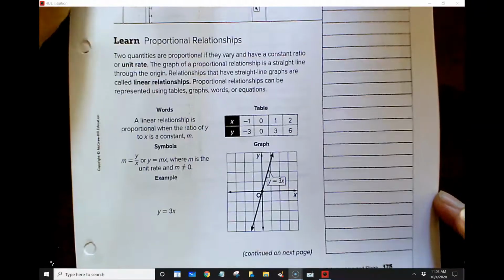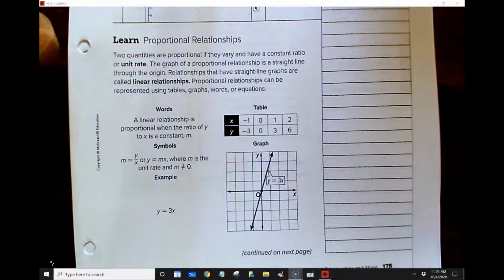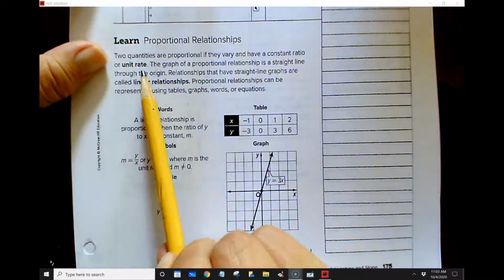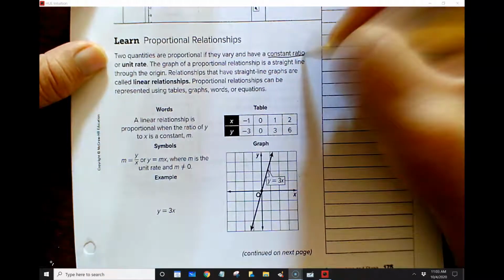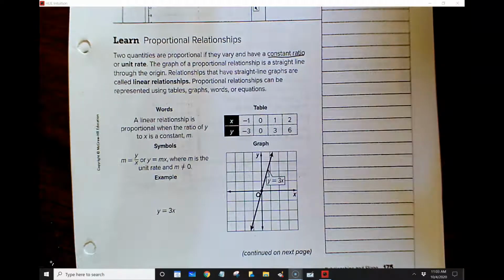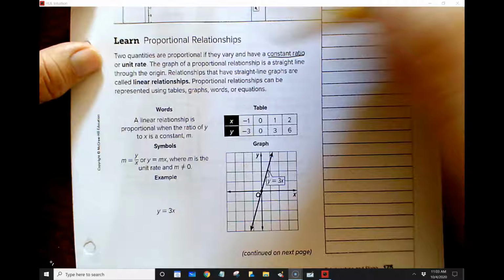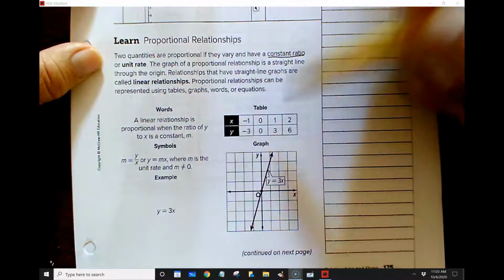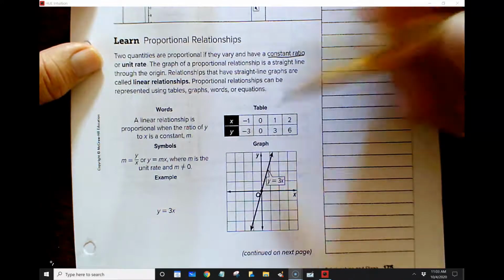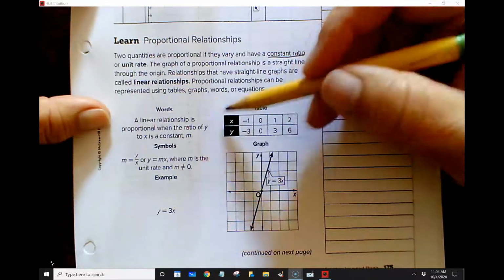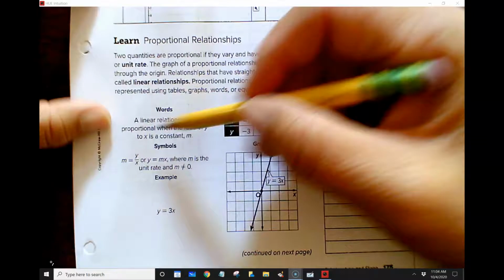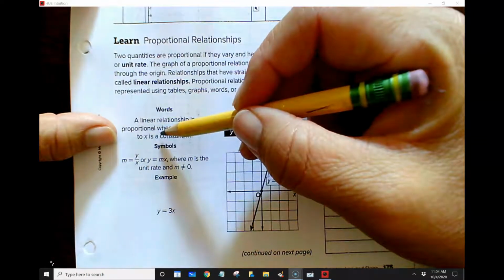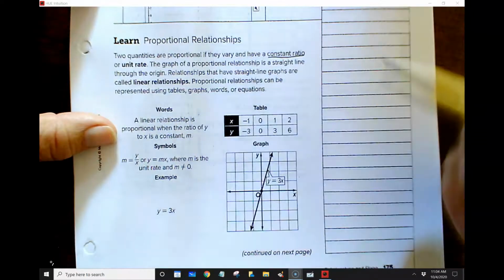Here are the different ways that we do this. We have our unit rate when we have two quantities that are proportional and they have a constant ratio. Okay, that's our unit rate. So if I look at here, here's the words. The linear relationship is proportional when the ratio of y to x is constant.